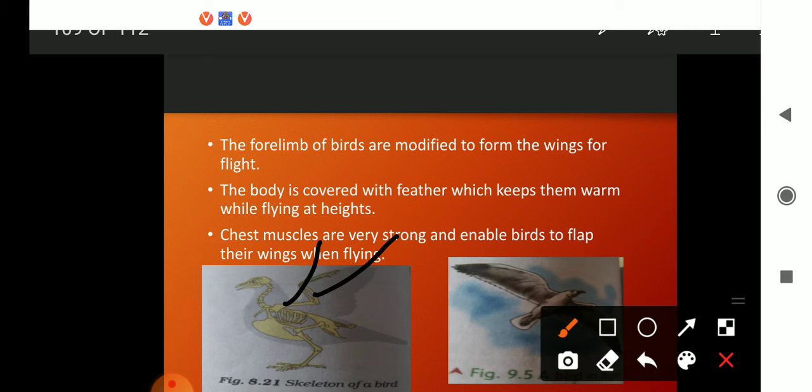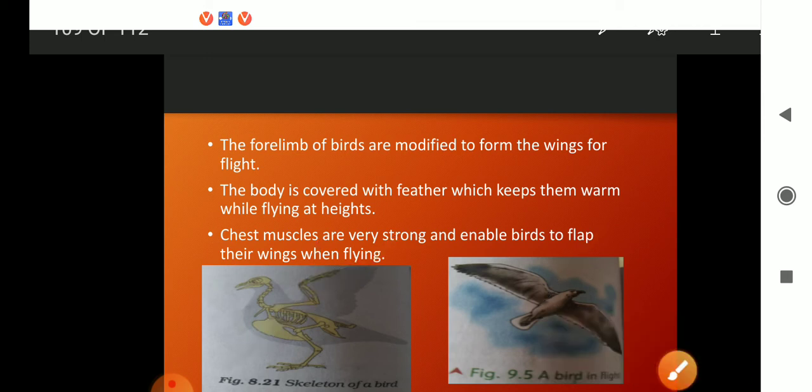And the chest muscles of the birds are also very strong, right. The chest muscles of birds are very strong, because their arms and wings are attached to them. They are so strong that they enable the birds to flap their wings while flying, right. And at the time of migration also, birds fly for a long distance. It may be up to several thousand kilometers. Then in that condition, obviously we can think how strong the chest muscles are, so that they can fly for a long distance.